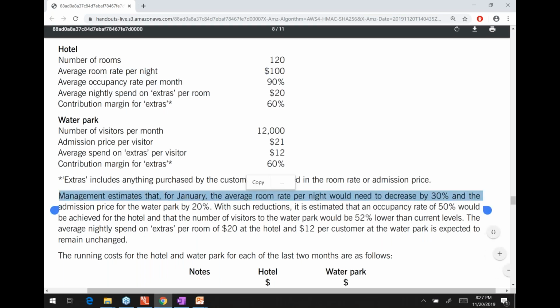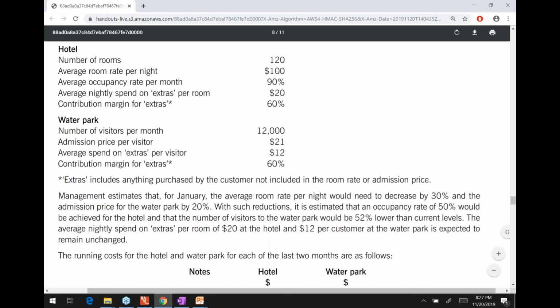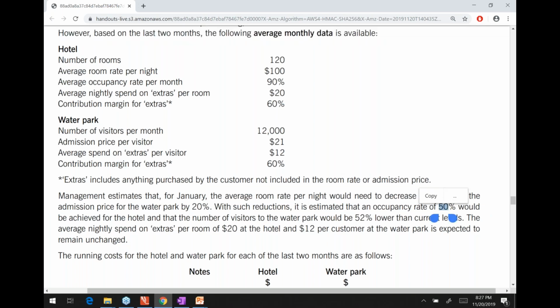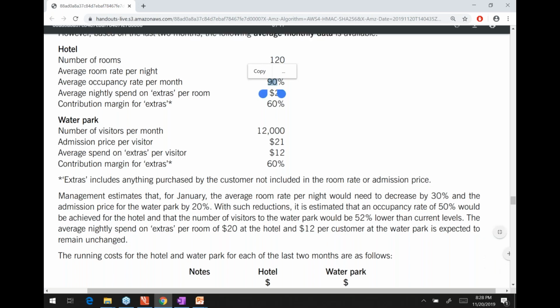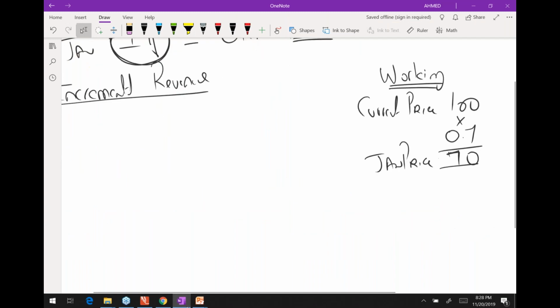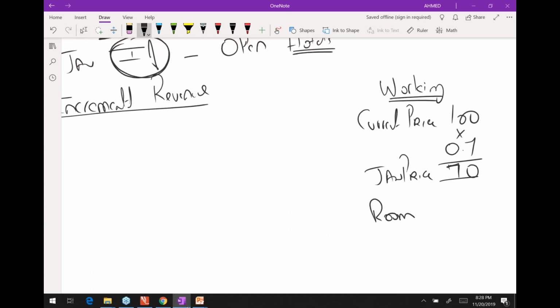Secondly, it says that occupancy will fall to 50% for hotels, right? So let's see how many rooms are available. So we have 120 rooms and 31 days we have to keep in our mind. 31 days as given in the question, and 90% is the current occupancy, which means other than Jan. So rooms are 120, days are 31. So we'll multiply this 120 with 31 and we will get the answer of 3720.